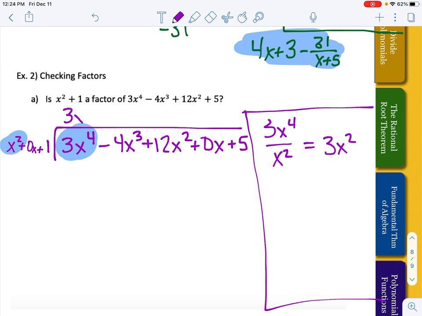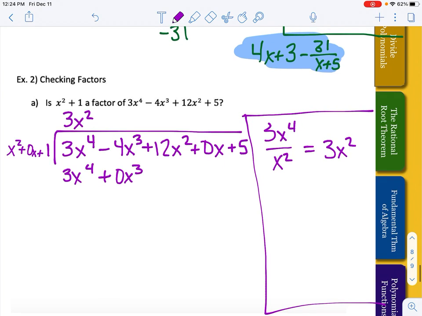That leaves me with 3x squared, so that goes up top. Then I multiply 3x squared down to every term. So 3x squared times x squared is 3x to the fourth, just what we wanted it to be. 3x squared times 0x is 0x cubed. That's our stand-in term. And then 3x squared times 1 is plus 3x squared. We do need to change the signs on all three of these, so that way we can go ahead and subtract.